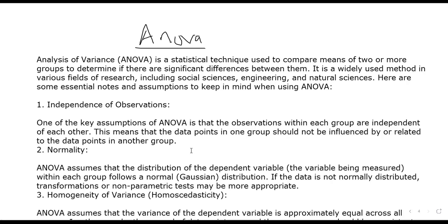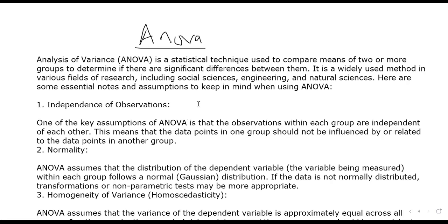Now, ANOVA, or analysis of variance, has a number of key assumptions that you need to look at before you adopt it. So here are the following key assumptions. Number one, events occur independently. This is one of the key assumptions of ANOVA, where observations within each group are independent of each other. This means that the data points in one group should not be influenced by or related to any other. This is a very key assumption.